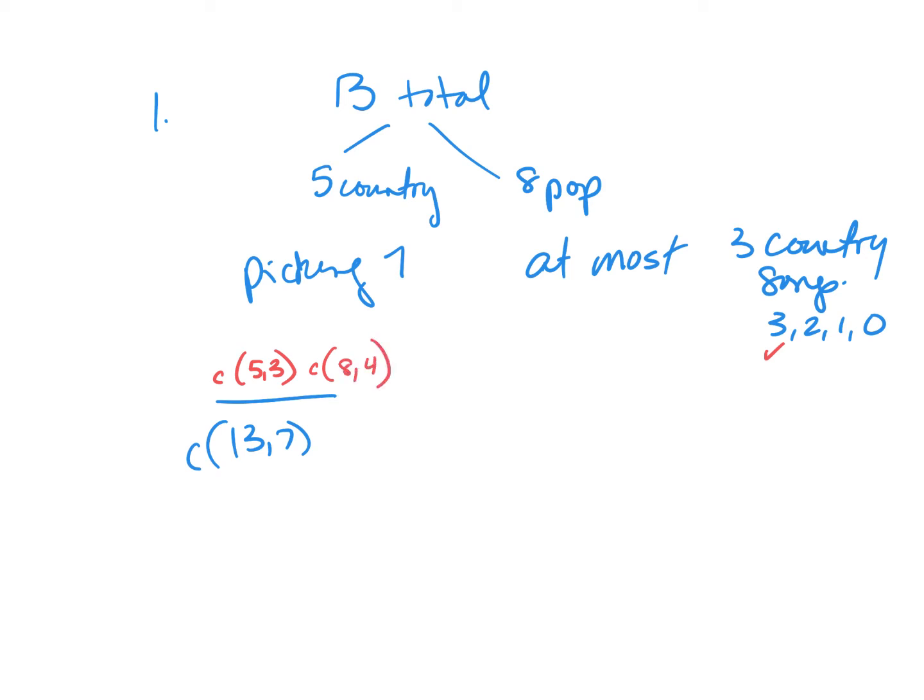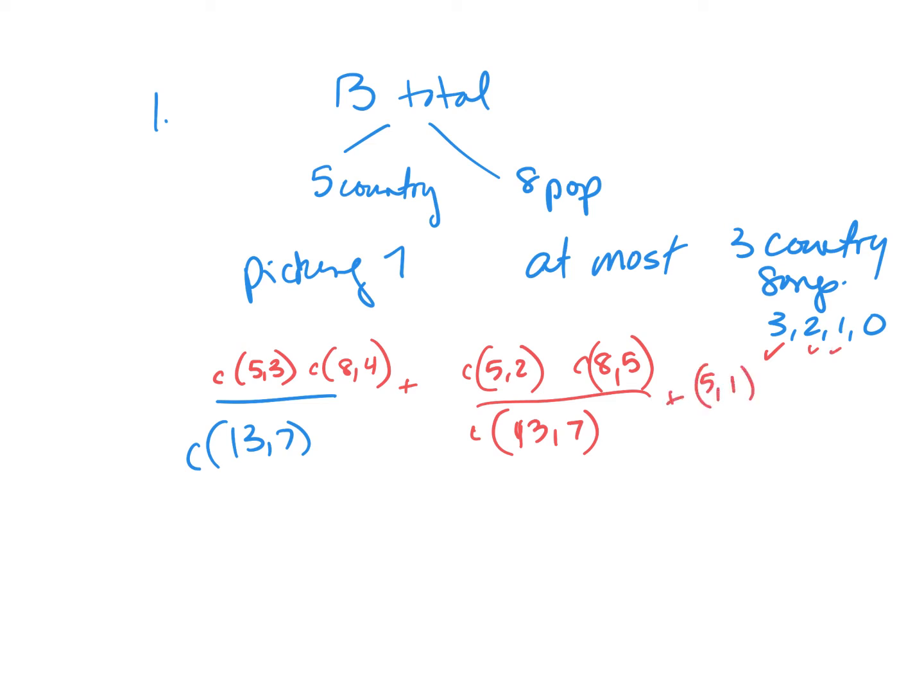Now we have to consider 2 country. So we're going to add this next fraction, and it's 5 choose 2 times 8 choose 5, because if I'm picking 7, over 13 choose 7. And now we have to consider 1 country. So 5 choose 1 times 8 choose 6 over 13 choose 7. Notice the bottom does not change. And then 0 country is 5 choose 0 times 8 choose 7, over 13 choose 7.